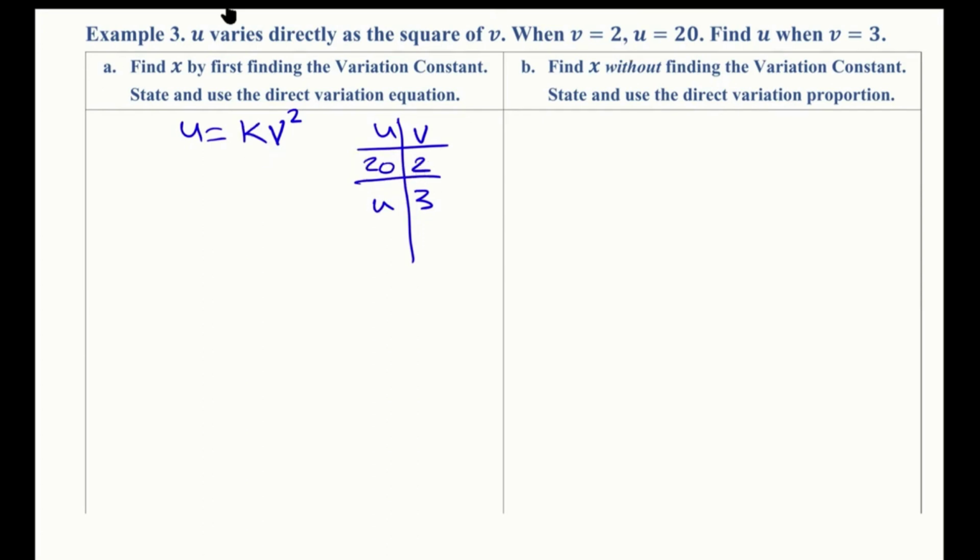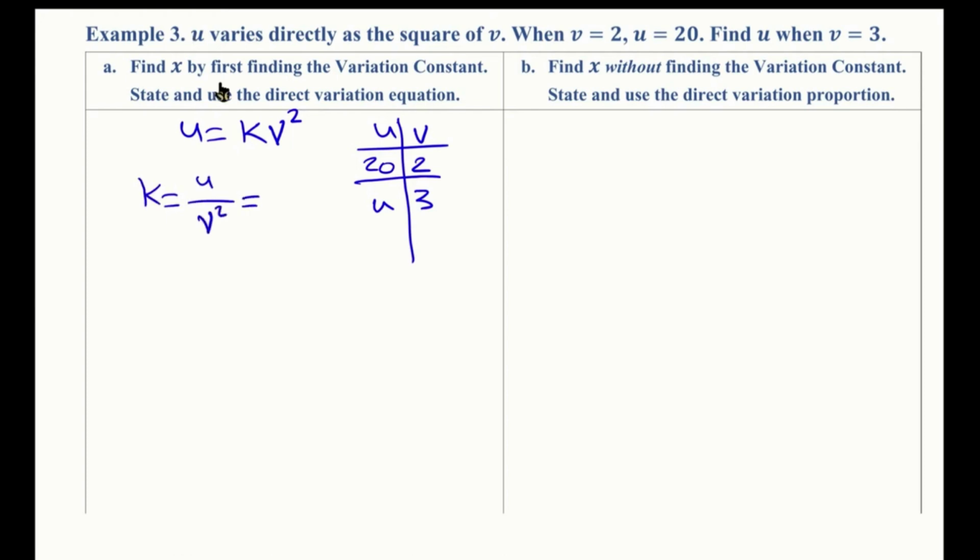to find k. So one efficient method is actually, since we're going to be looking for k, solve this equation for k, then substitute. So notice you get k equals u over v squared. Just divide both sides by v squared. So we have k equals u over v squared.